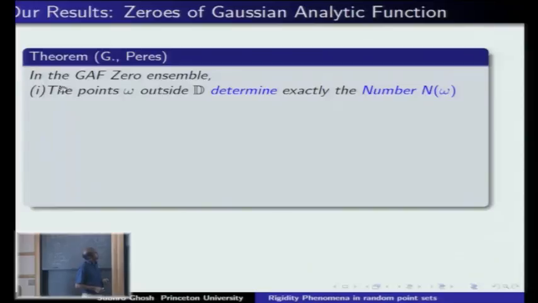So now we come to the case of zeros of random analytic functions. For Gaussian zeros, again we study this kind of question. We start with the union of D^n for n bigger than or equal to 0, and just like the Ginibre ensemble, the points outside D determine precisely the number of points inside D. So from the union of D^n, we have dropped to D^N for some fixed N. But in the GAF ensemble, we can say more. The outside points also determine the sum of the points inside.